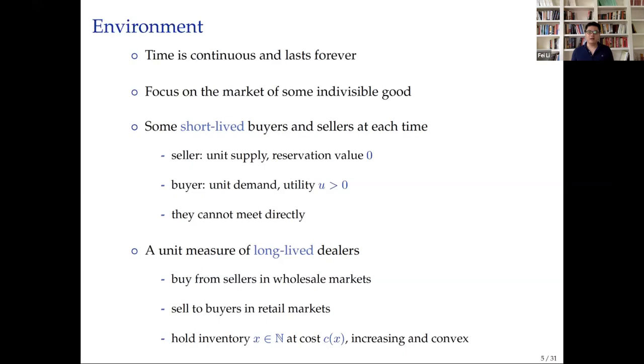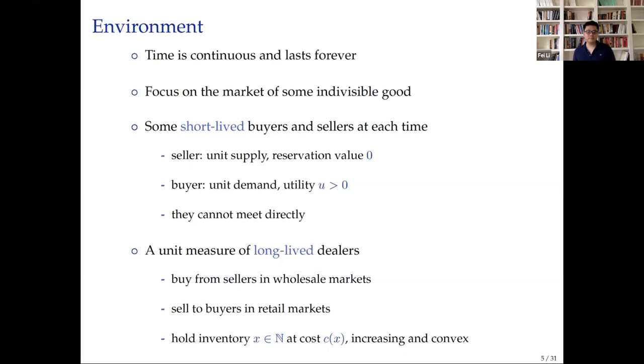Okay, so what we're going to focus on is the dynamics of dealers. There will be a unit measure of dealers, and they are long-lived. They are doing dynamic optimal control. They buy from sellers because they can't produce, and they sell to buyers in different markets. And those dealers can hold inventory. And we use this notation X, which is a natural number.